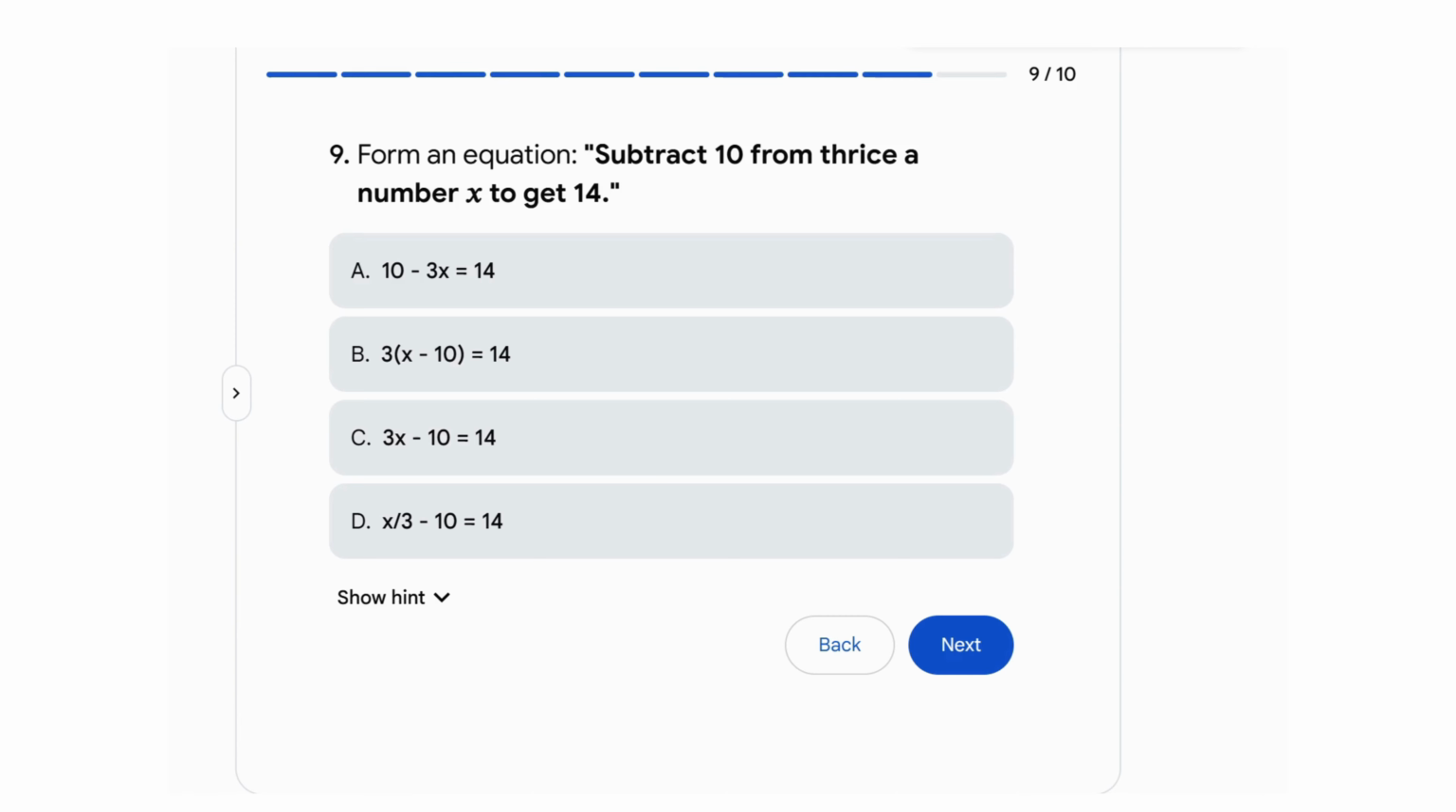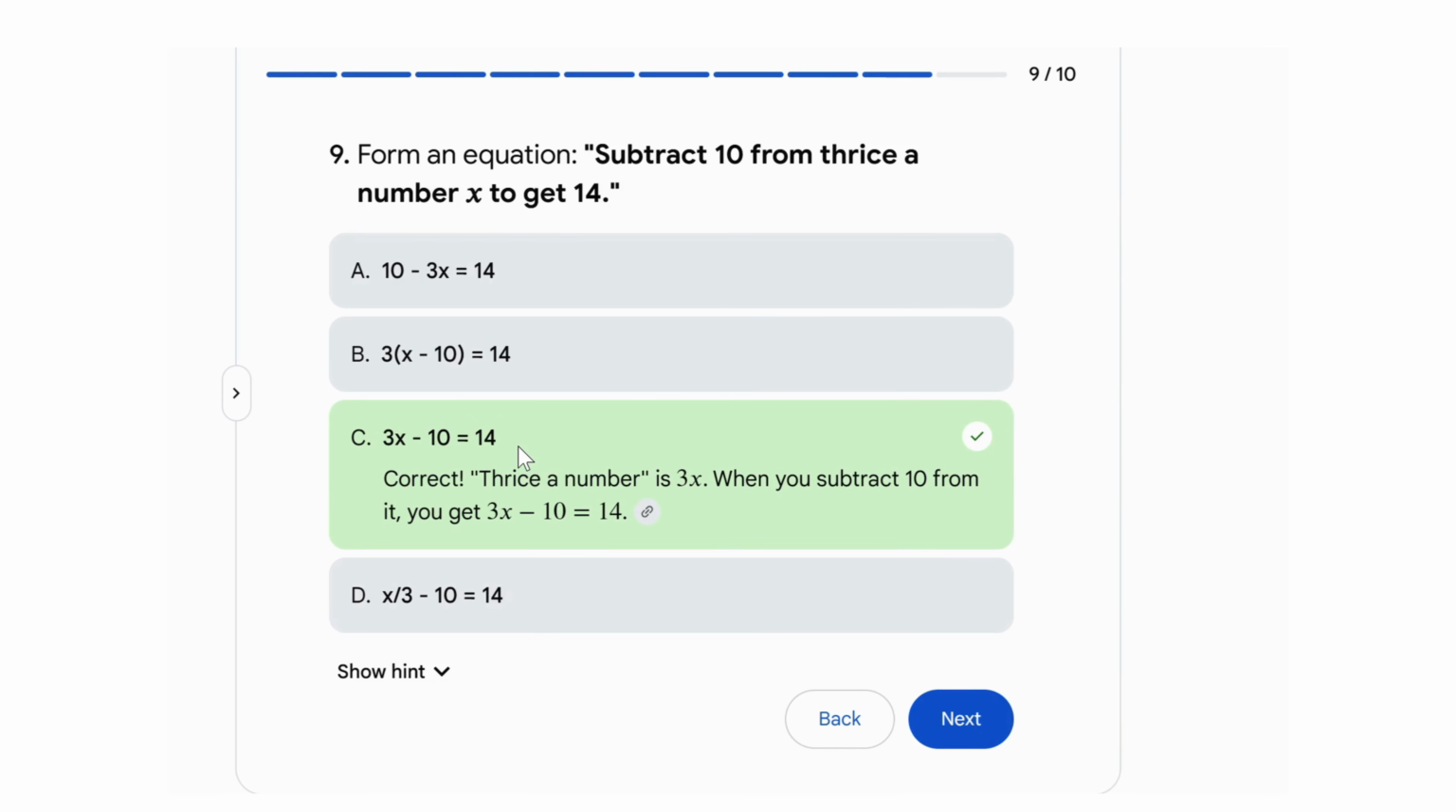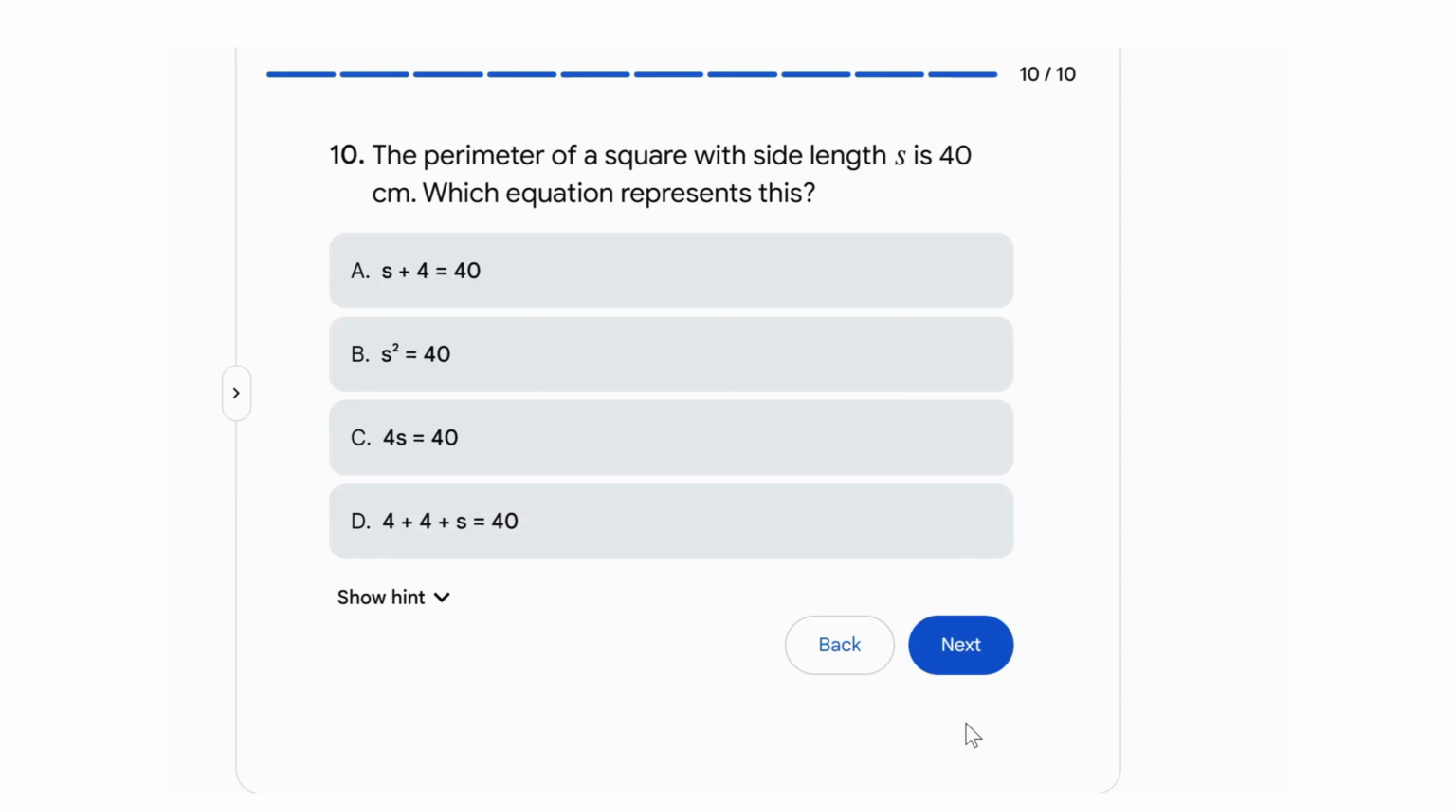So thrice a number x is 3x. Now subtract 10 from that to get 14. So that's 3x minus 10 equals 14. That's C. Correct. Thrice a number is 3x. When you subtract 10 from it, you get 3x minus 10 equals 14.